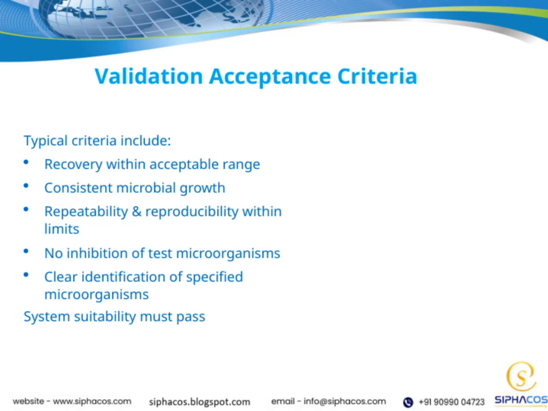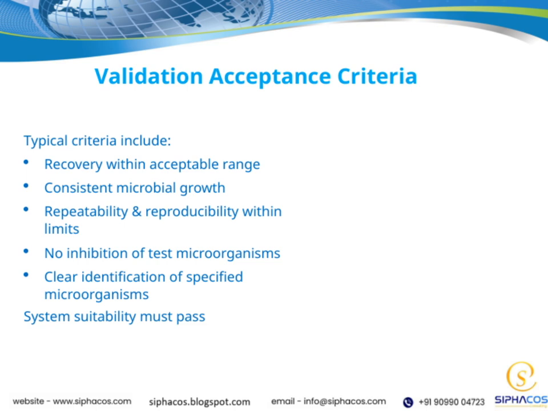Let's take a closer look at the typical criteria we use to evaluate system suitability and validation acceptance. First, recovery within an acceptable range is crucial because it ensures that our test method accurately detects what it's supposed to. Consistent microbial growth is also essential, as it indicates the reliability of the test over time.